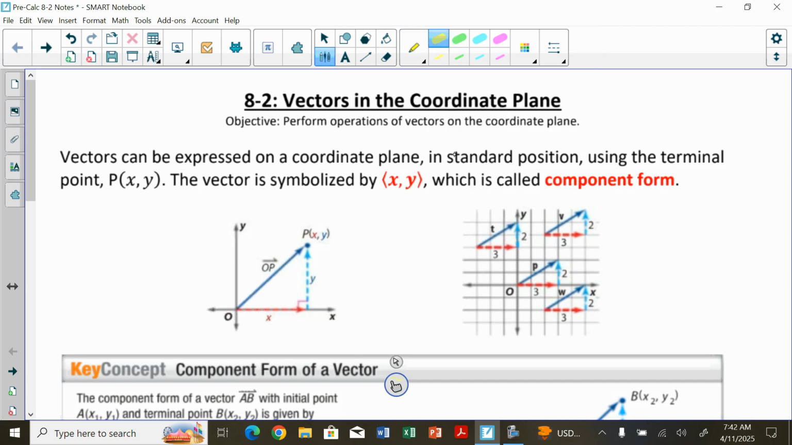All right, so first thing, when we think about vectors on a coordinate plane in standard position, using the terminal point x comma y, like coordinates, the vector is symbolized by this. So it's kind of like a coordinate point, but the parentheses are like little brackets, like angles, with a sharper angle on the sides. And this is called component form.